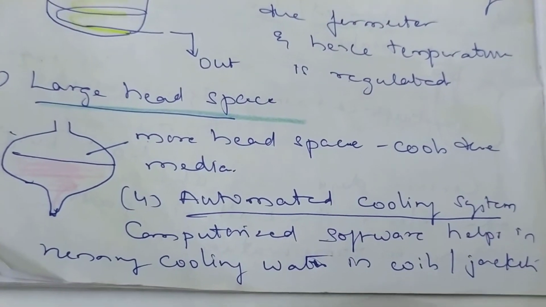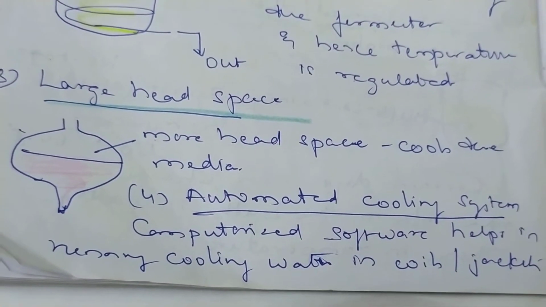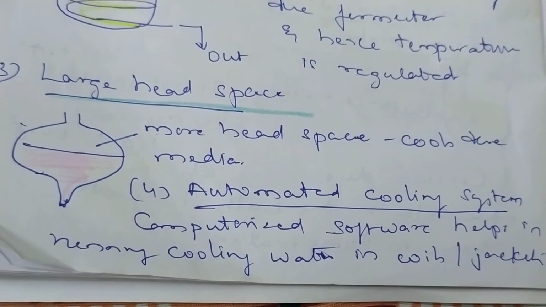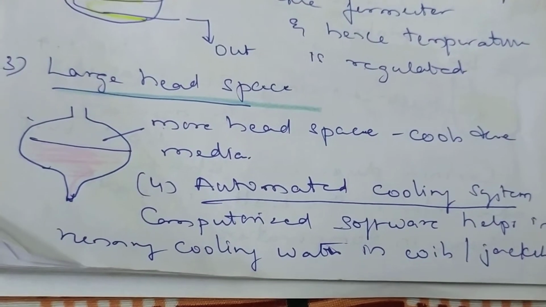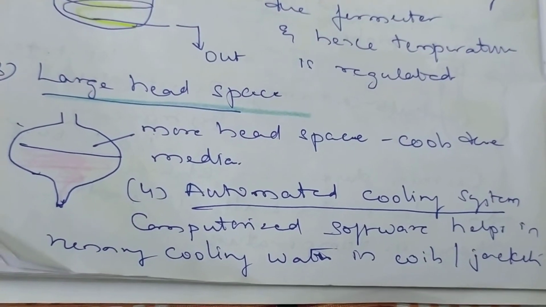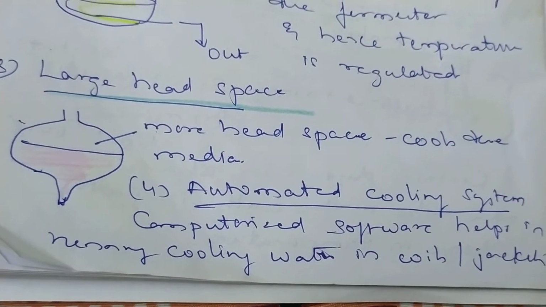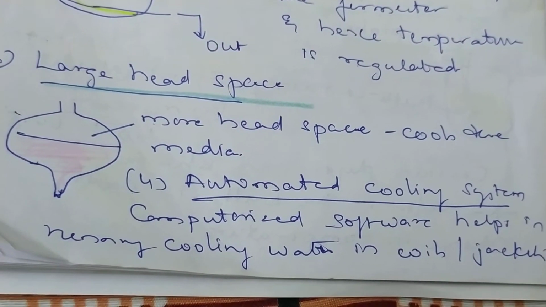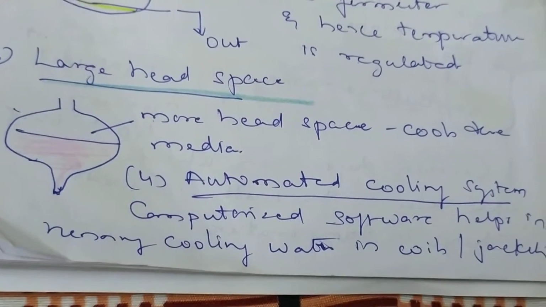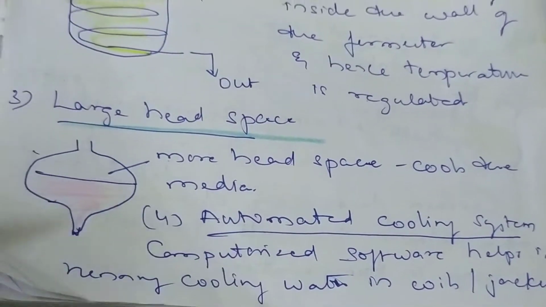Anyway, this is a batch fermenter. Continuous fermenters are different. It's a cascade. Cascade means 3 or 10 bioreactors connected together. Anyway, this is only a single one that I've tried to show. This is only a batch bioreactor where you have a large head space.